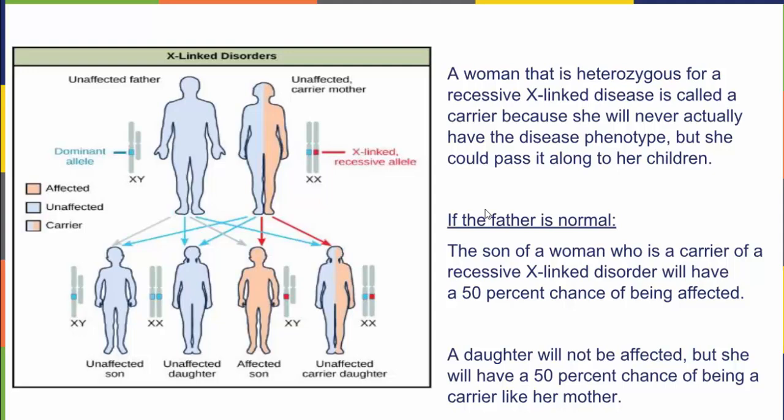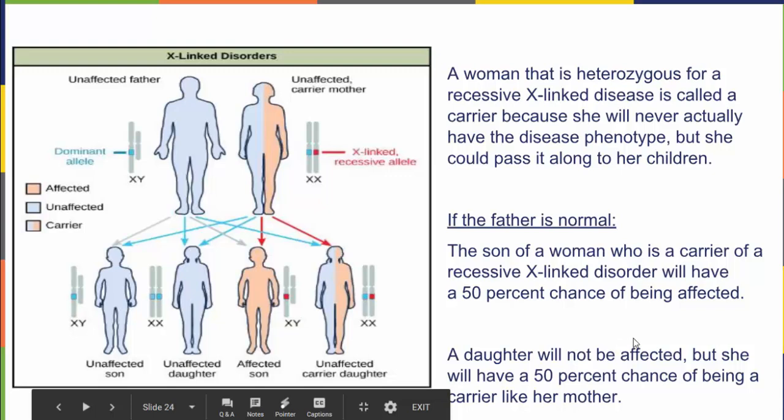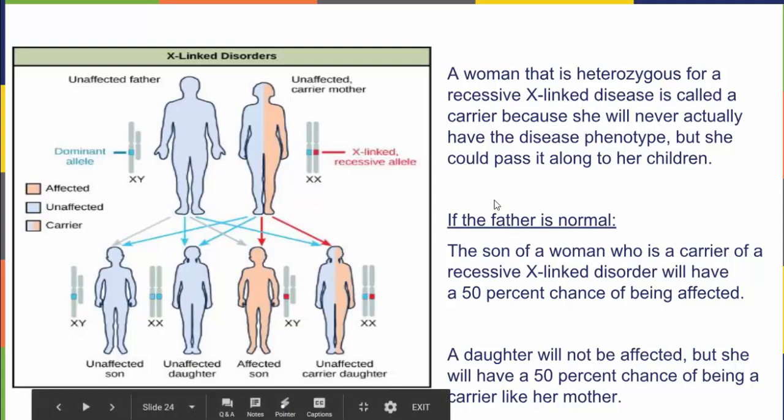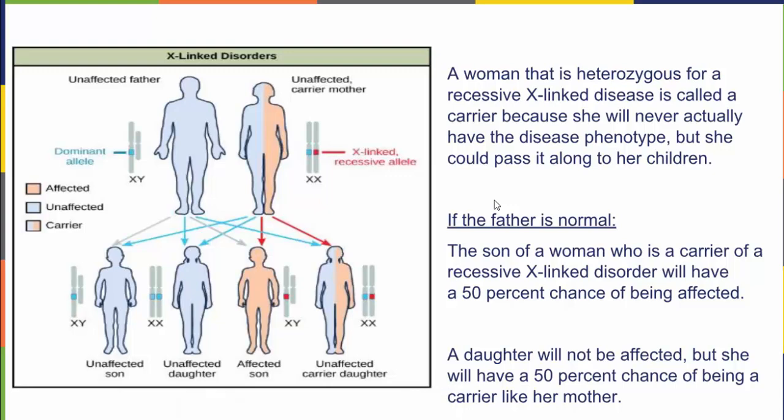A daughter, which we did not talk about on the previous slide, will never be affected herself, but she'll have a 50% chance of being something called a carrier. A carrier is someone who is capable of passing on the disease but doesn't actually have the disease themselves. So if a mother is a heterozygote and she herself does not have the disease, but she does have one copy of that disease allele, she's called a carrier because she's not sick herself, but in her genes she has the capability of passing on that diseased gene to one of her children.